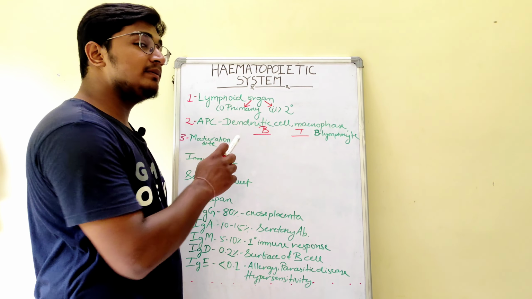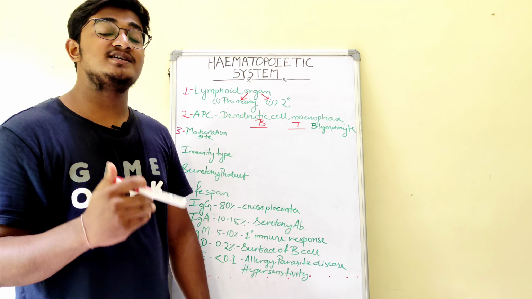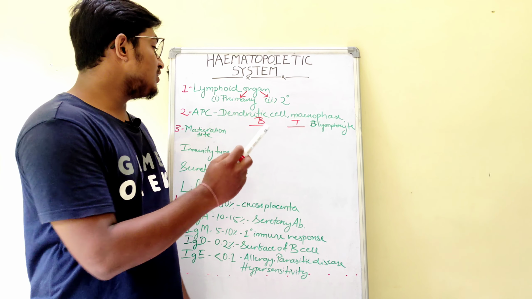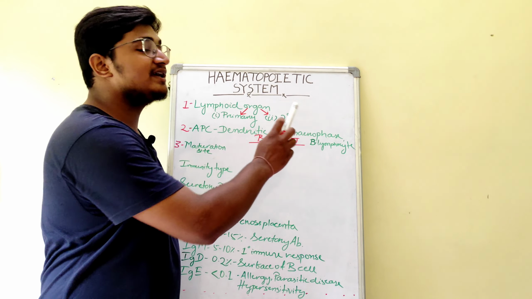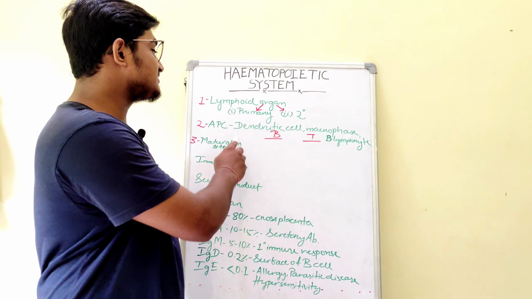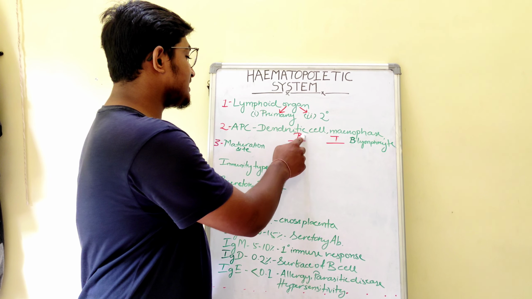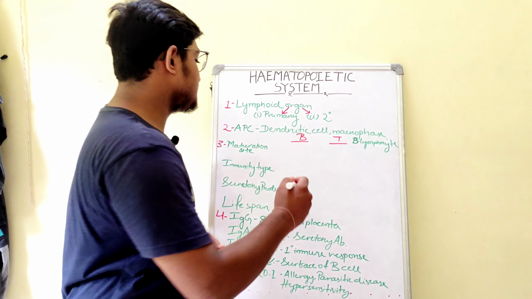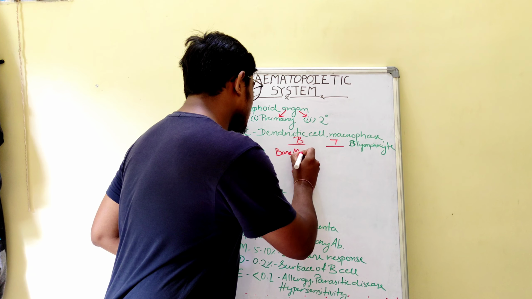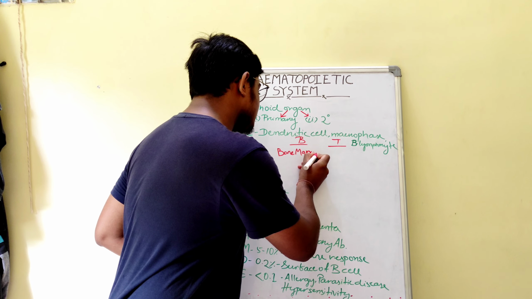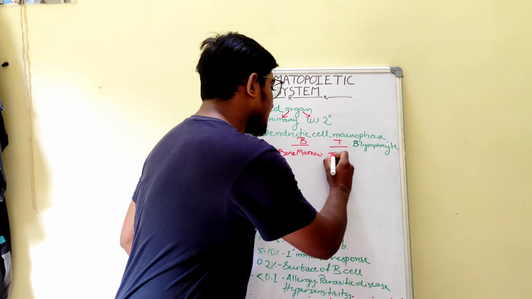What do you mean by APC? APC is the antigen presenting cells. The antigen is presented to helper T cells through APC. It includes dendritic cells, macrophages, and B lymphocyte, and it is exposed to helper T cells. Then the maturation site in case of B lymphocyte is the bone marrow, whereas in case of T lymphocyte, the maturation site is the thymus.